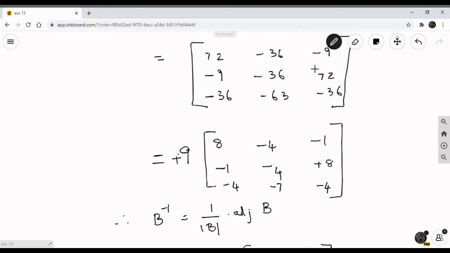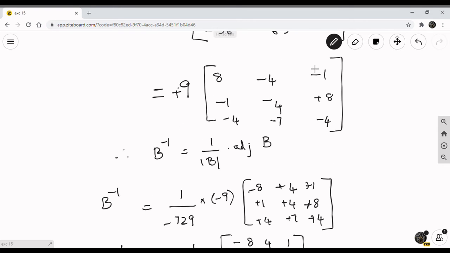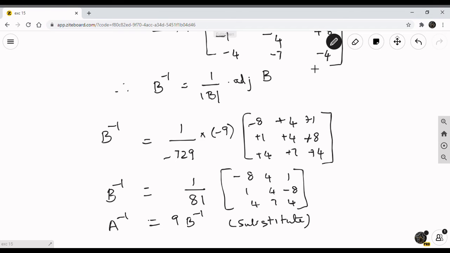Therefore we find B inverse is equal to 1 by determinant B times adjoint B. So B inverse is equal to 1 by minus 729, that is the determinant value. Taking the minus symbol from the determinant, above the determinant it becomes minus 9. Respectively, the symbols inside change. So here minus minus cancels. 729 divided by 9 is 81. So that becomes 1 by 81 and the determinant. So this is like A inverse is equal to 9B inverse.